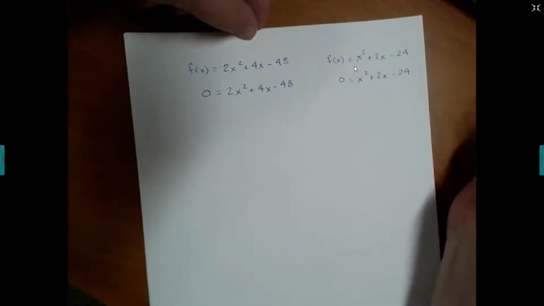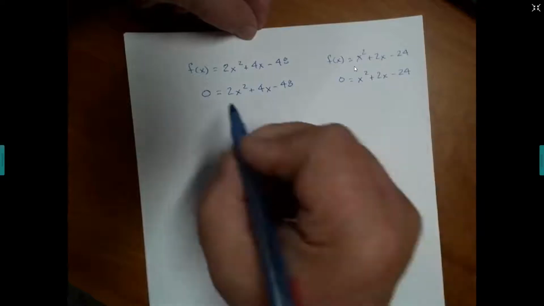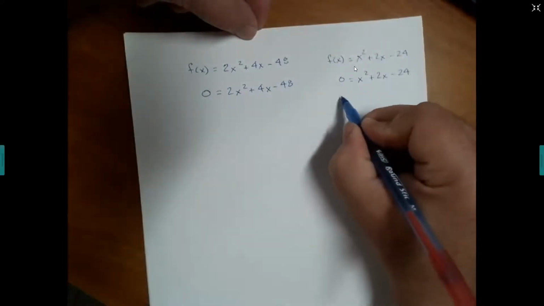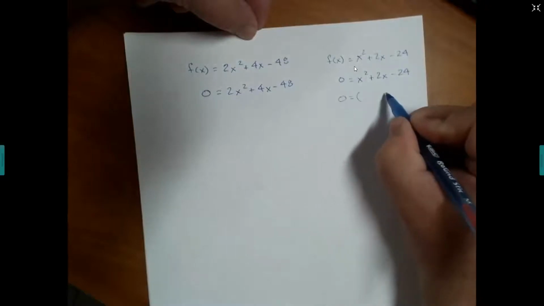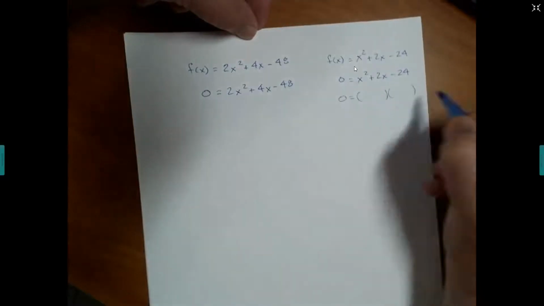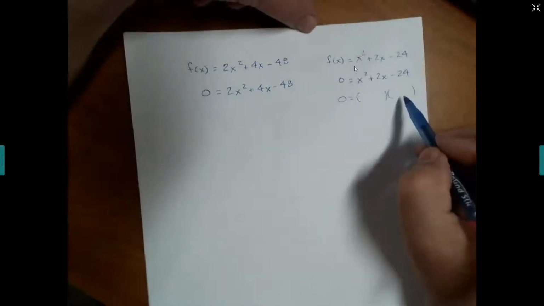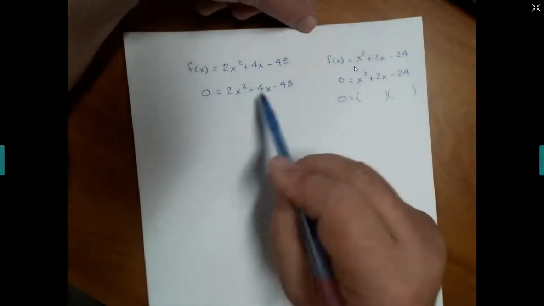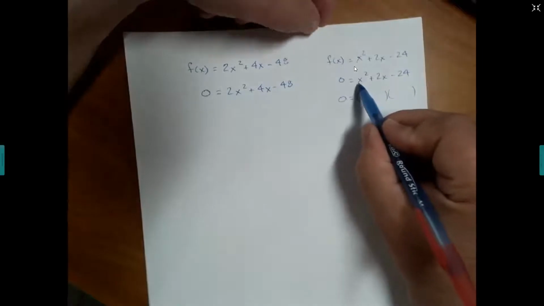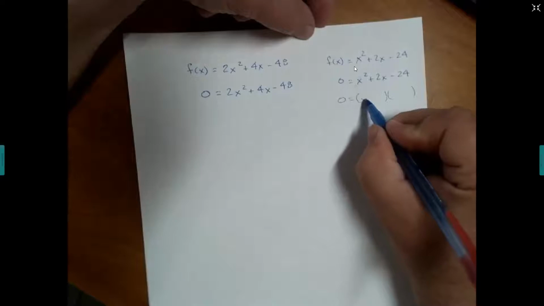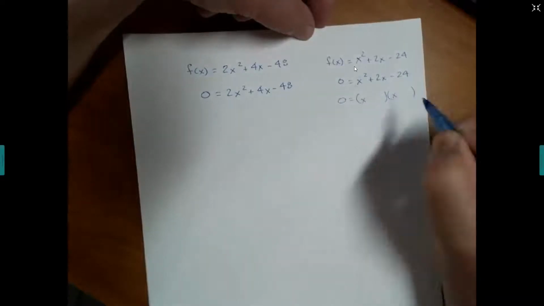So now this side's going to be easier. Since it has no coefficient in front, this side's going to be a little bit easier. I'll show you how to do this one, a shortcut for this one. So what times what equals x squared? X and x.